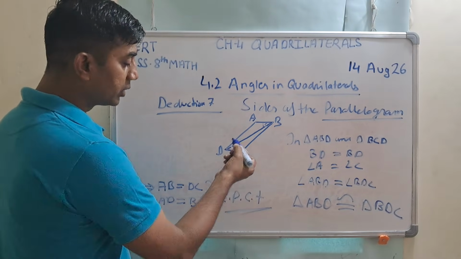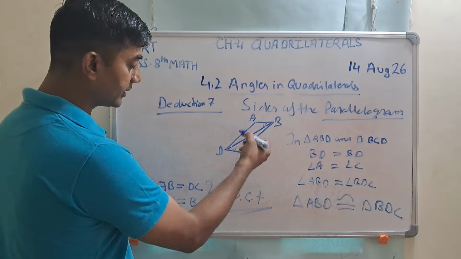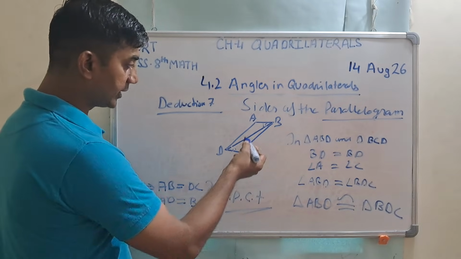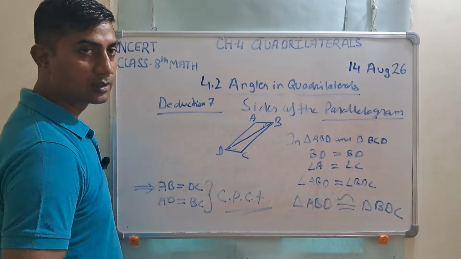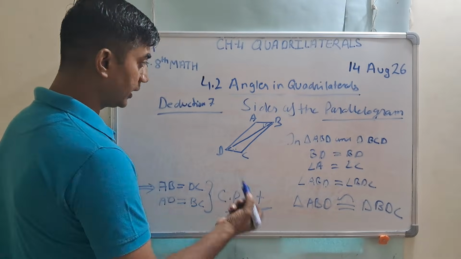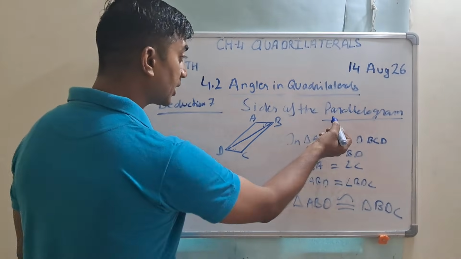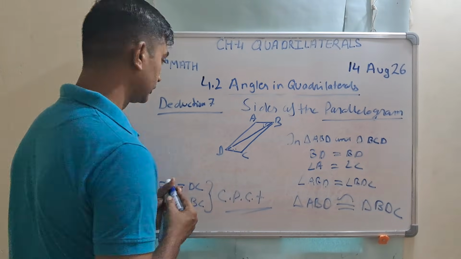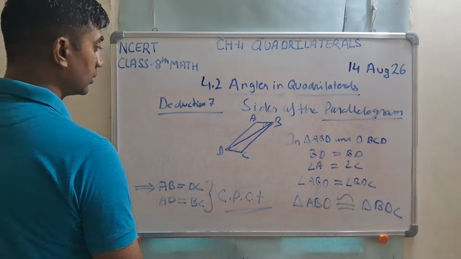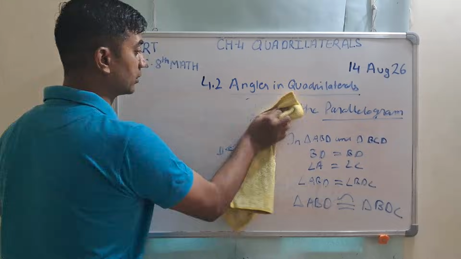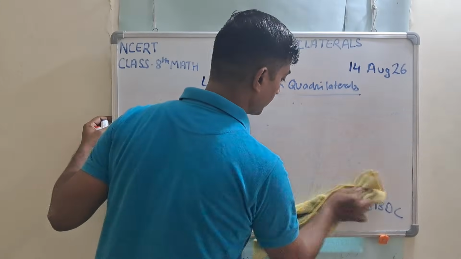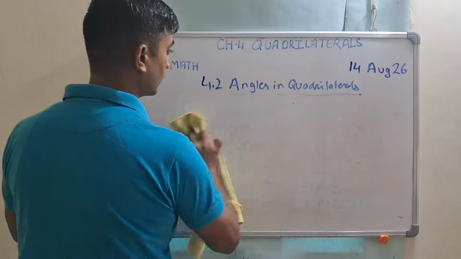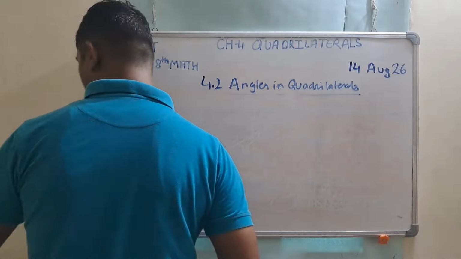Till now, we know that the opposite sides are parallel, the internal angle sum is 360, opposite angles are equal and the consecutive angles sum to 180 degrees. Now we also concluded one more point, that opposite sides are equal. Understood? This is our deduction 7. Let's see what is next.